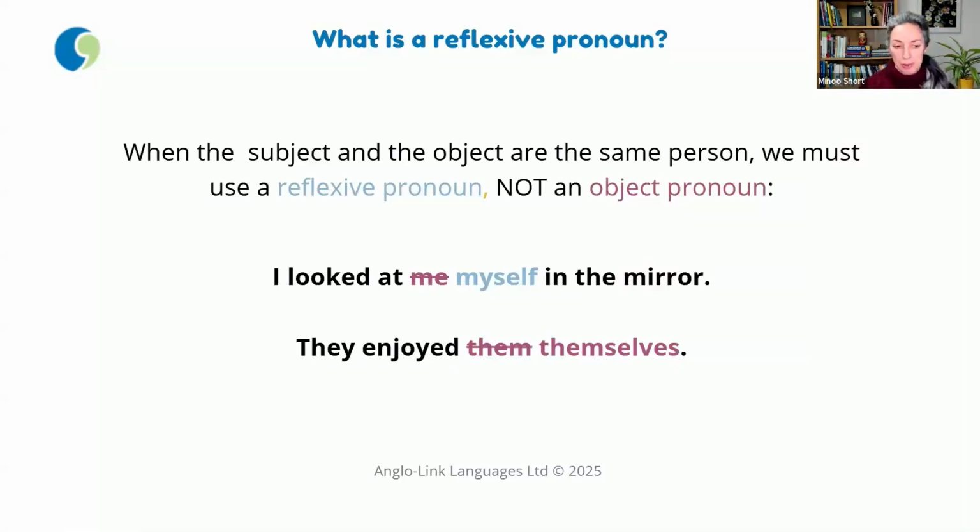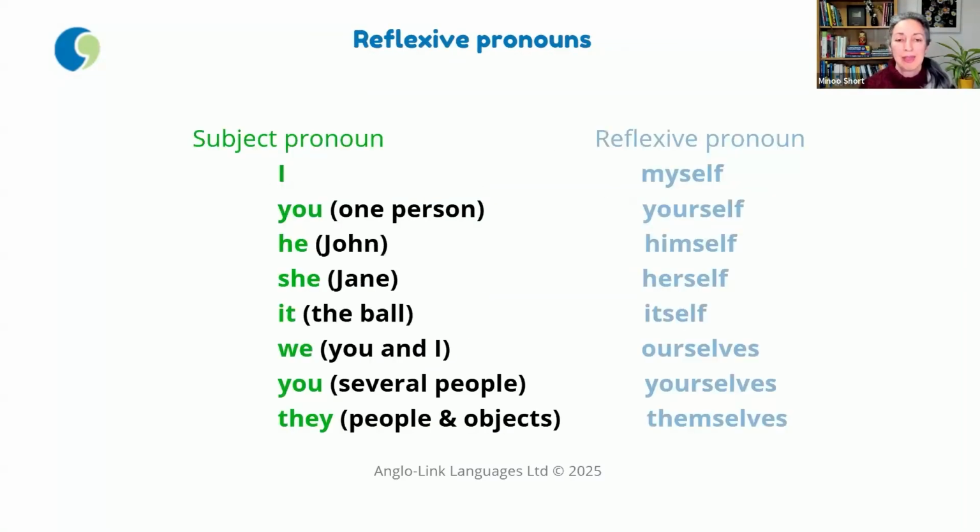These are reflexive pronouns, and let's look at their list. I, myself; you, yourself; he, himself; she, herself; it, itself; we, ourselves. Notice that it's now plural, selves, not self. You, the plural form of you, yourselves, and they, for both people and objects, themselves.